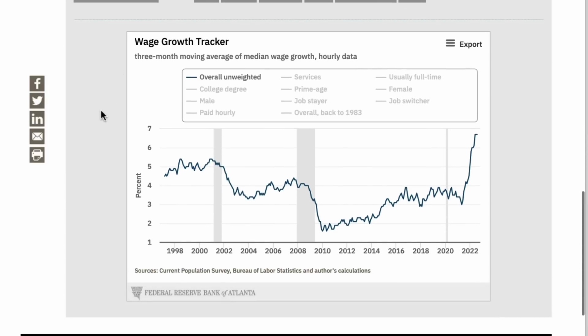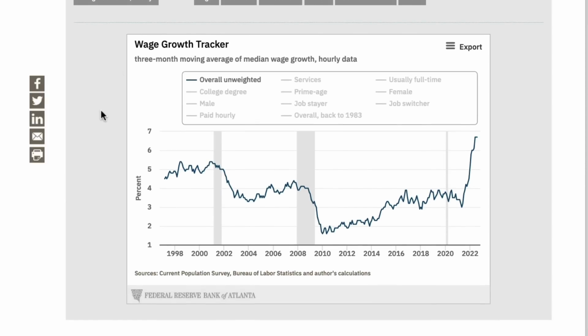Because there are sticky components of CPI, and it's believed that wages are very sticky, and housing prices tend to have a sticky component to them as well. This is overall unweighted. It's a long time frame, so we don't get a lot of detail, but at the very end you have three months: June, July, and August.